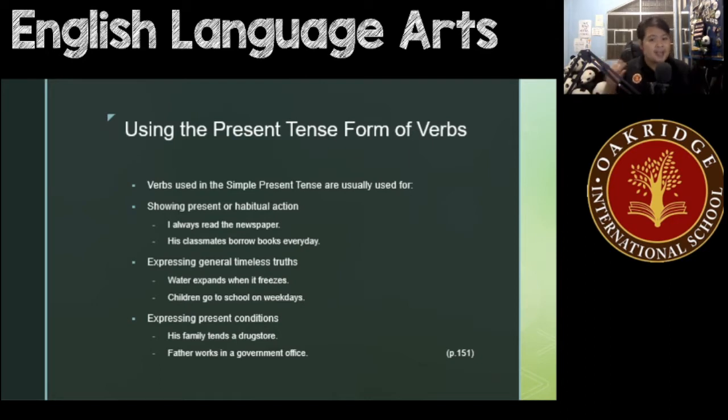And another one, expressing present conditions, okay? So his family tends a drugstore. Father works in a government office. This is something that's true currently. It's a present condition, present truth.